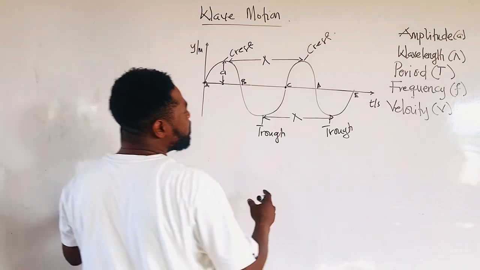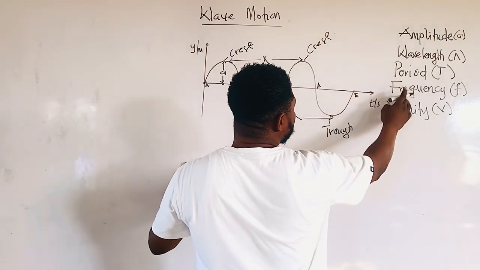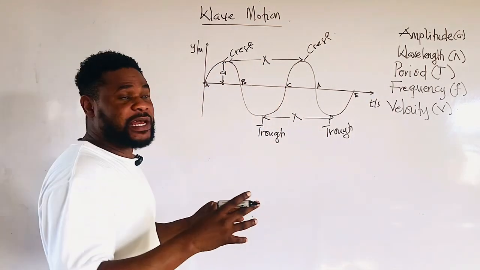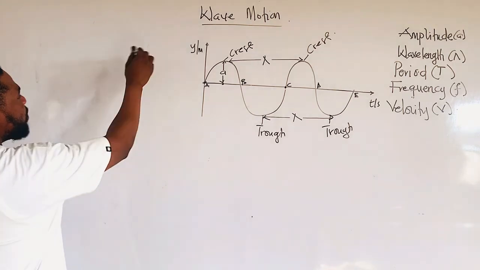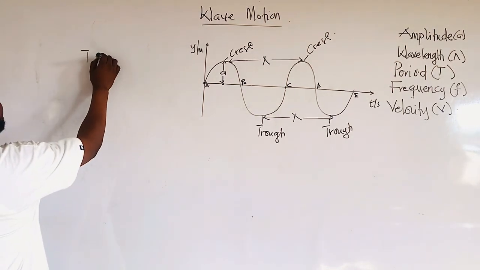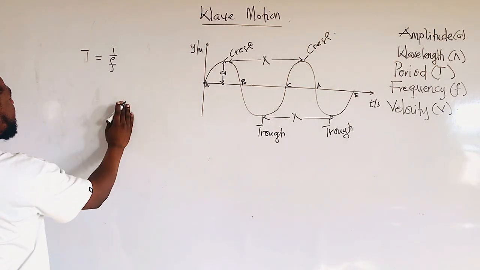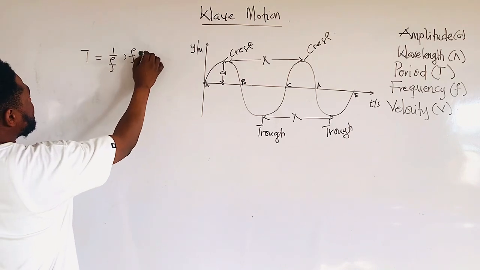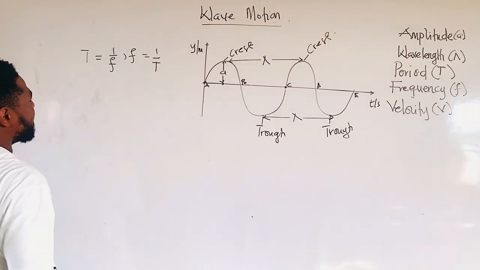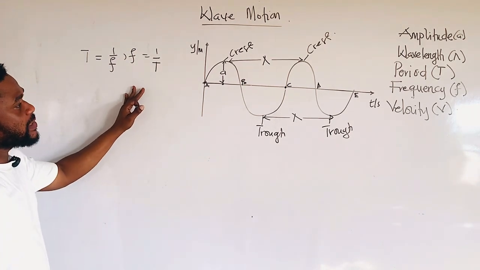Now one thing we need to know is that period and frequency are inversely related. In that case, we can say period is equal to 1 over frequency, and frequency is equal to 1 over period, as we can see here.